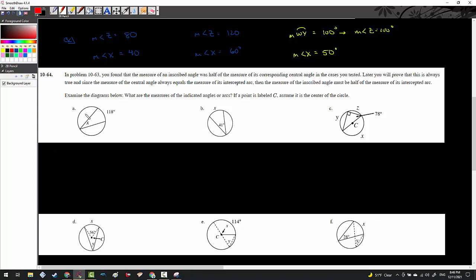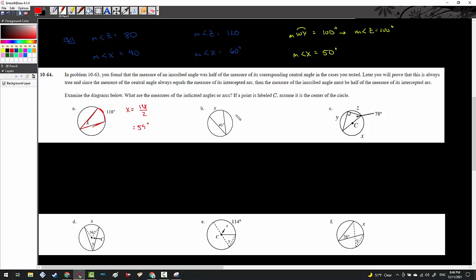So in part A, we have this arc being 118 degrees, which means this X is its corresponding inscribed angle. So what I have to do is take 118 degrees and divide that by 2. So 118 divided by 2 is going to be 59 degrees.